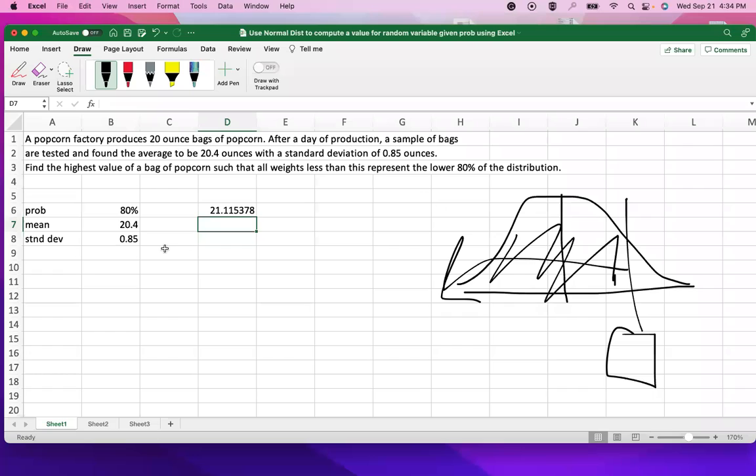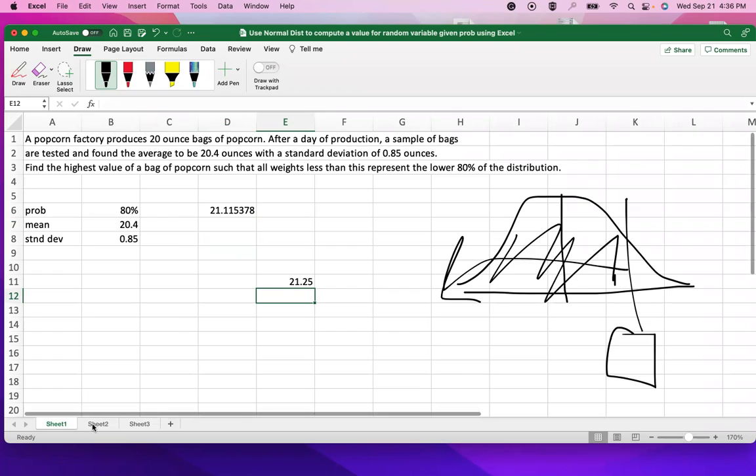Okay, and that kind of makes sense because if our average was 20.4 and standard deviation was 0.85, if you add 20.4 plus 0.85, we get 21.25. That's just one standard deviation away. So that really does make sense with us of 21.1 being a mathematical piece here. All right, let's do another example.